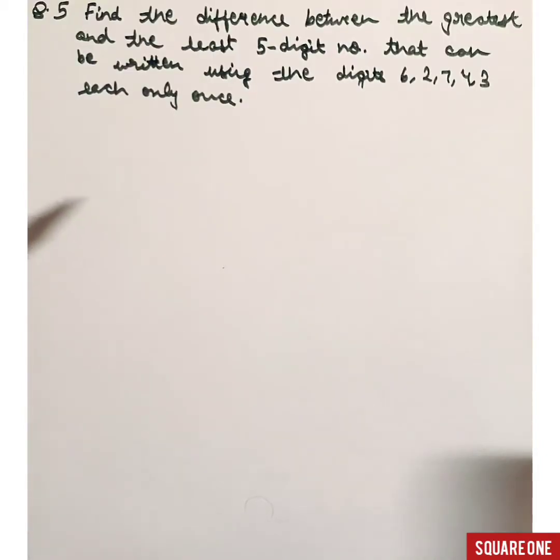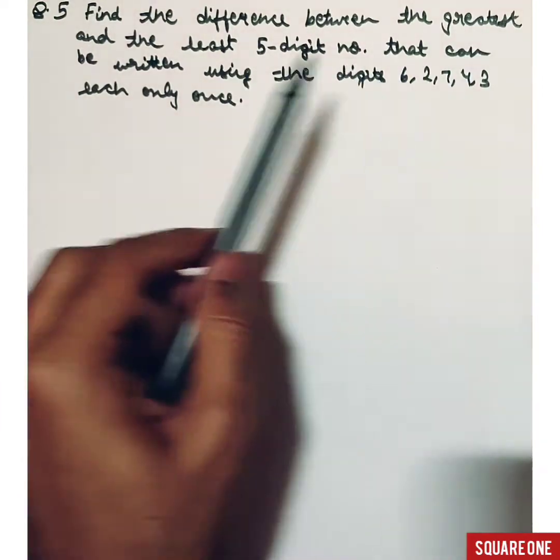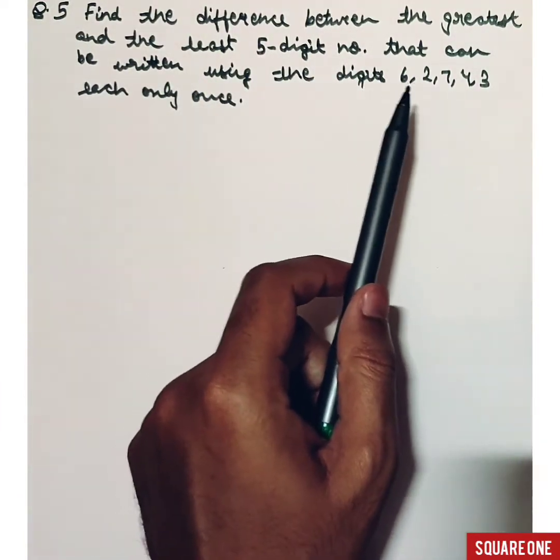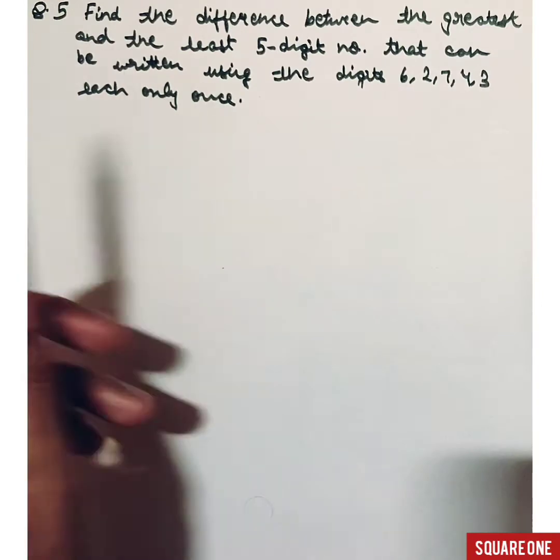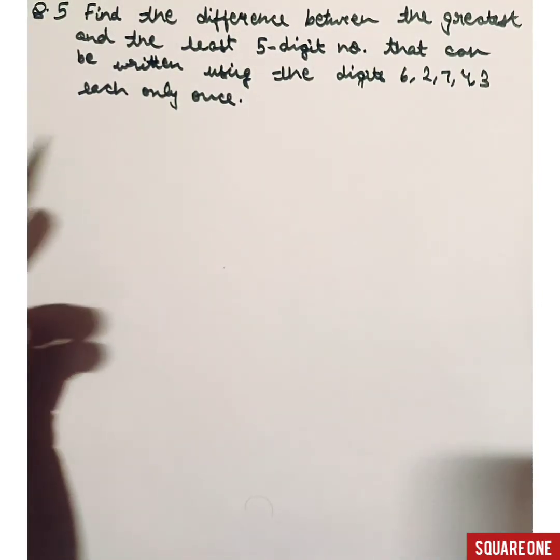Now we see the fifth question. Find the difference between the greatest and the least 5-digit number that can be written using the digits 6, 2, 7, 4, 3 each only once. Now we have already done this type of question, but still I will tell you the solution.